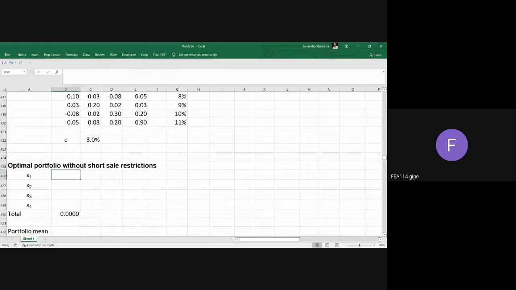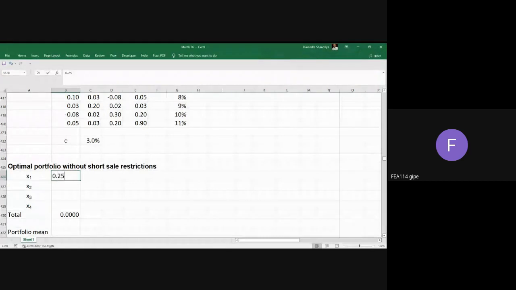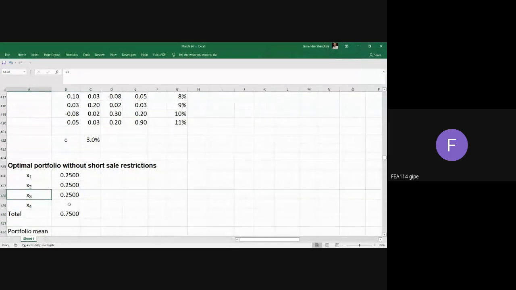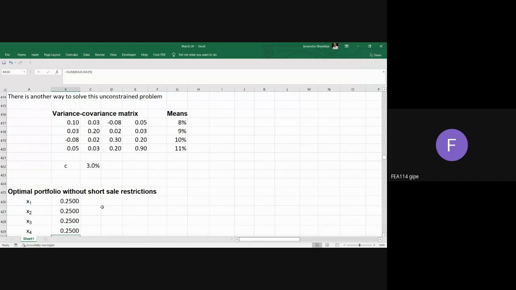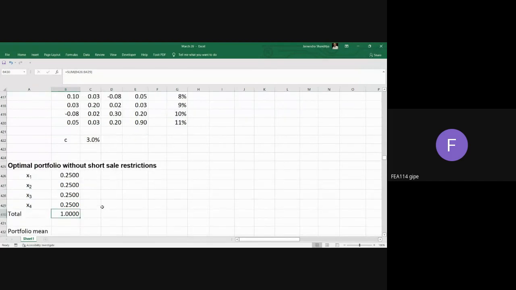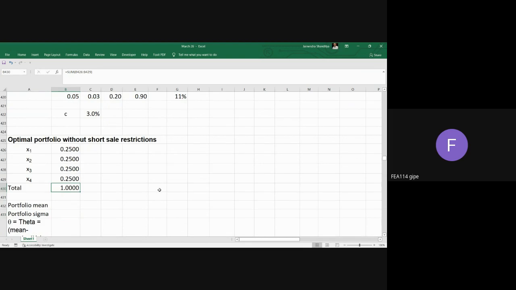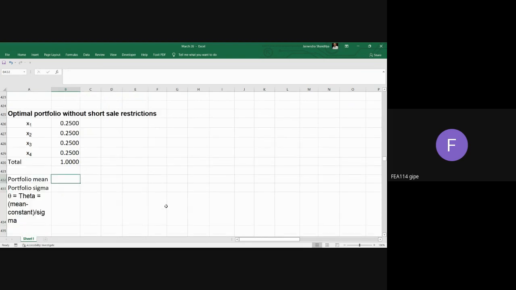But here, I don't know what the optimal is, so I'm just taking 1 upon n. I'm taking all equal, in the sense that I'm taking equal proportions of x1, x2, x3, and x4. And then I want to go to solver. So let's calculate the mean also, so that we can tell the solver that it has to maximize.